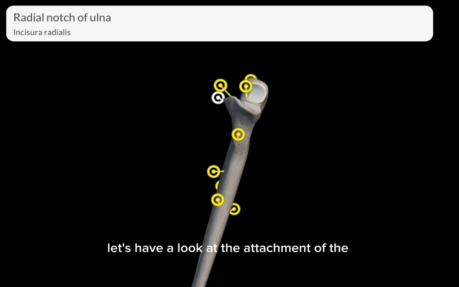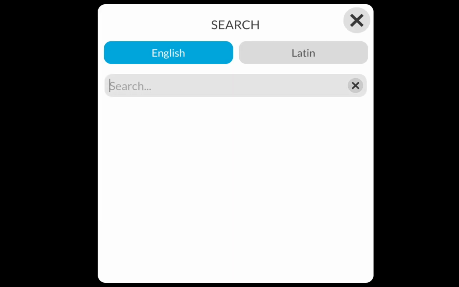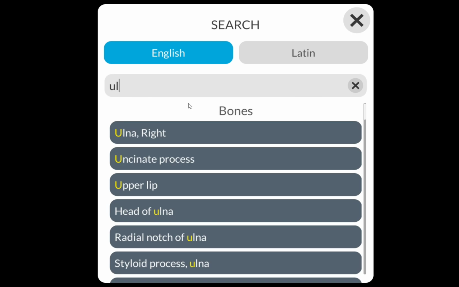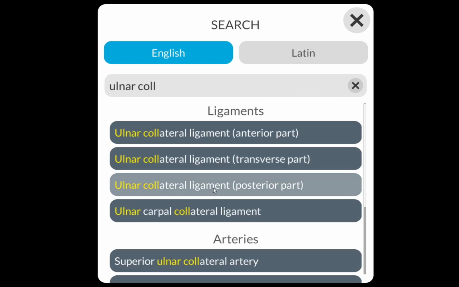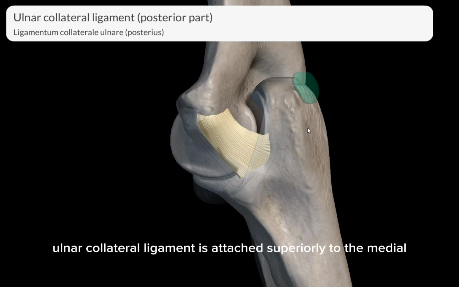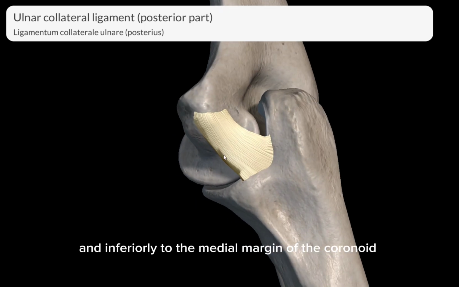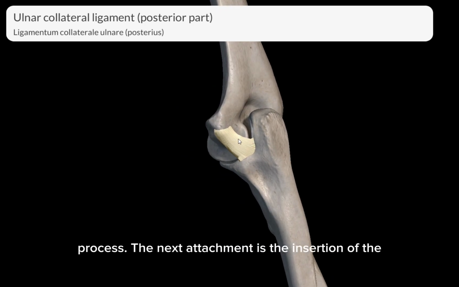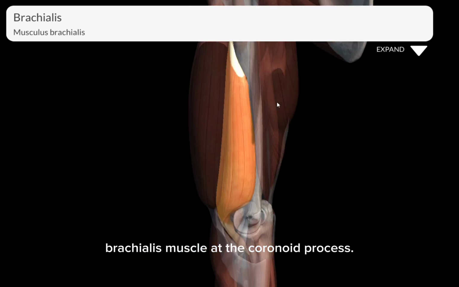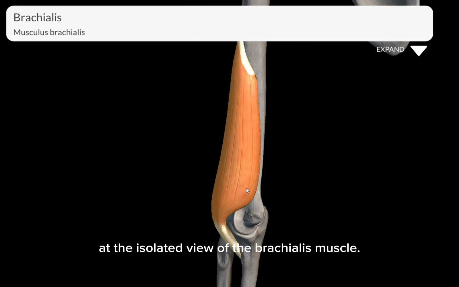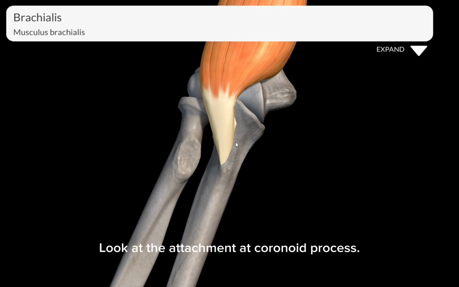Let's have a look at the attachment of the ulnar collateral ligament at the coronoid process. The ulnar collateral ligament is attached superiorly to the medial epicondyle of the humerus and inferiorly to the medial margin of the coronoid process. The next attachment is the insertion of the brachialis muscle at the coronoid process. Let's have a look at the isolated view of the brachialis muscle. Look at the attachment at the coronoid process.